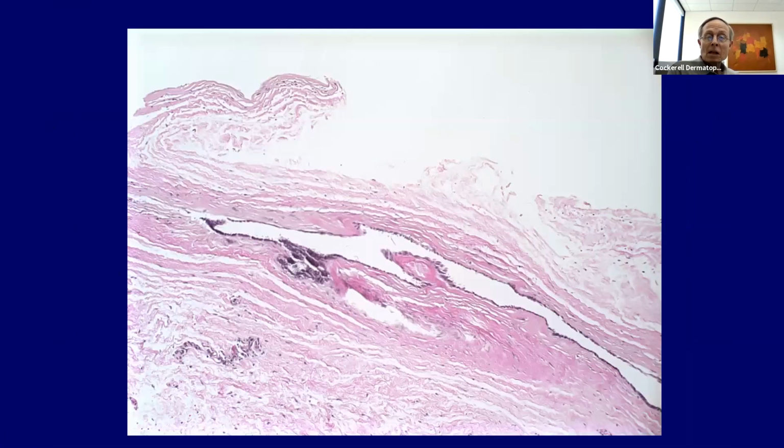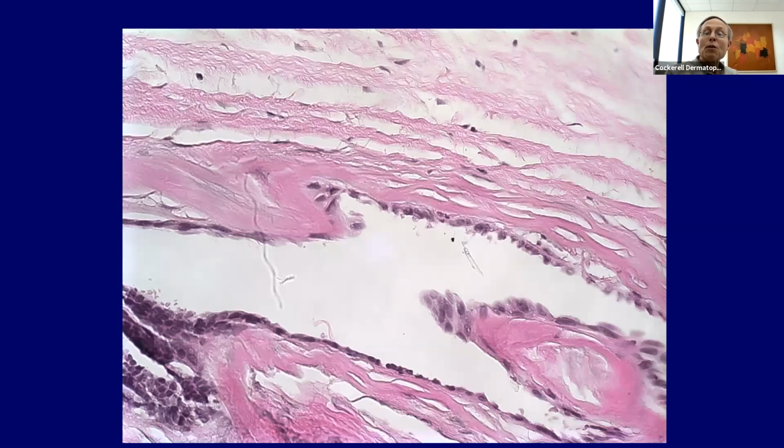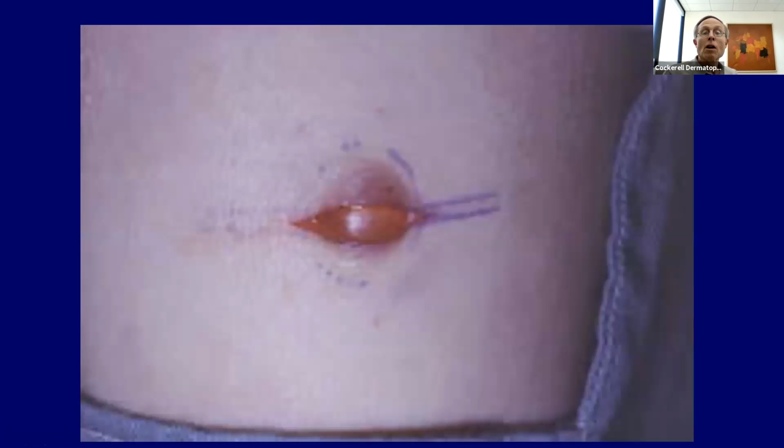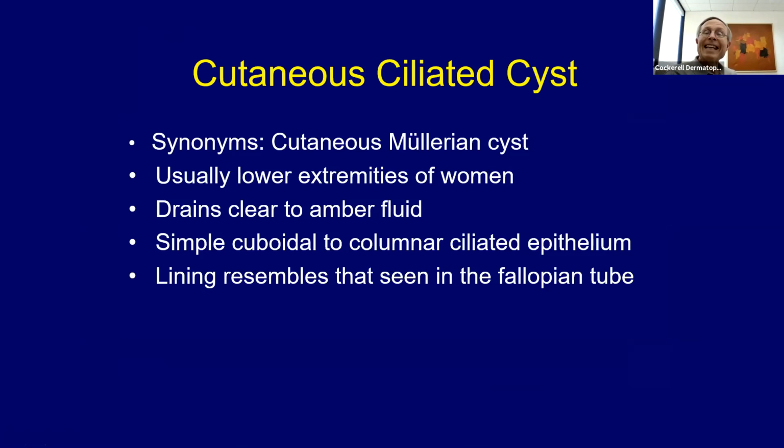Here's another cyst. Okay, notice this one is deep to the skin. We don't know where this one is. And this one's lined by a very thin single layer of epithelium. They've got these little snouts to them, but this is not really apocrine differentiation. And once again, there's something on the surface. Maybe there's cilia here also. Okay, so this was on the trunk, and this is what we call a cutaneous ciliated cyst.